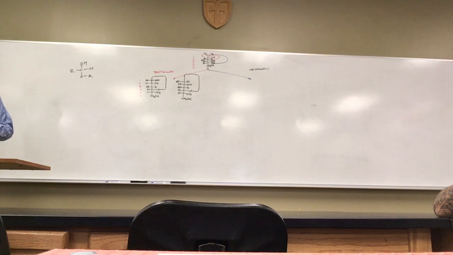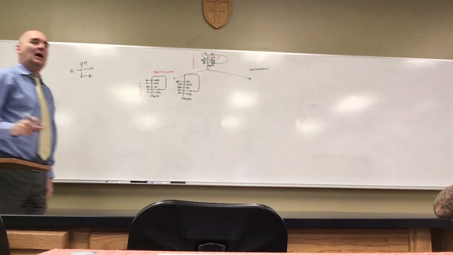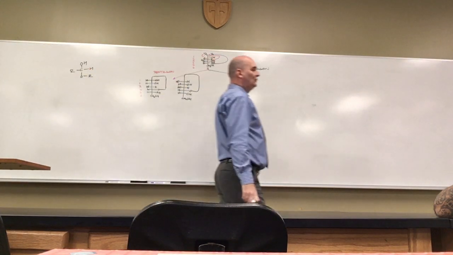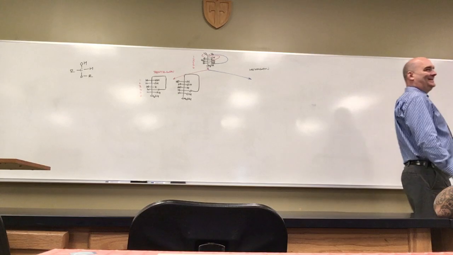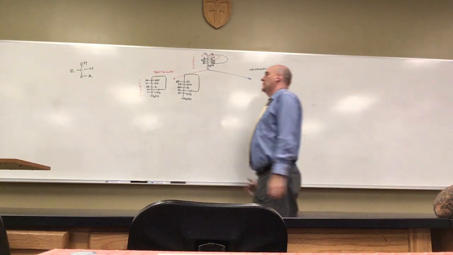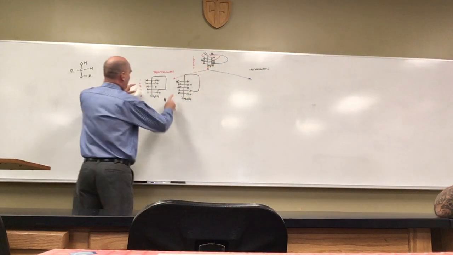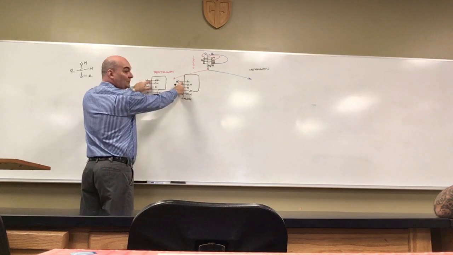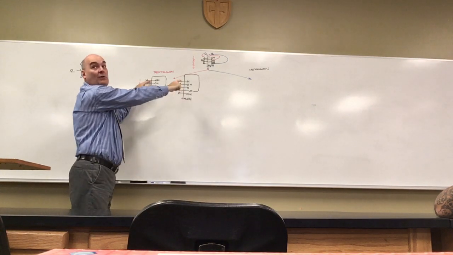Carbon number 1 was an aldehyde. Aldehydes are pro-chiral. They're not chiral yet. But when you do reactions to them, like nucleophilic additions, the products become chiral. So carbon number 1 has the possibility of the alcohol being on the right or on the left.